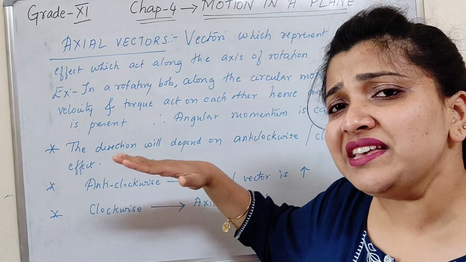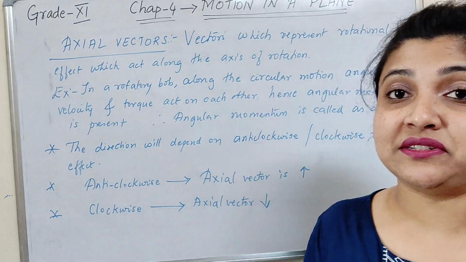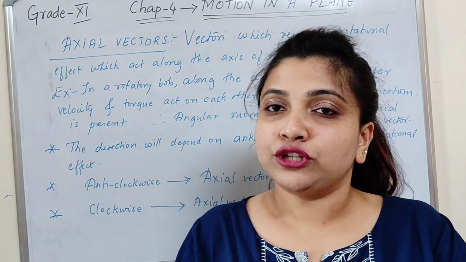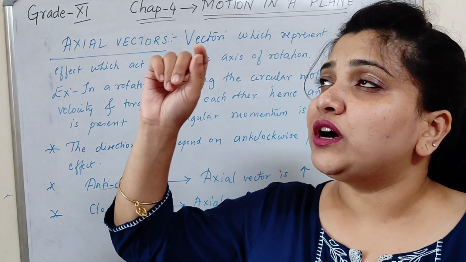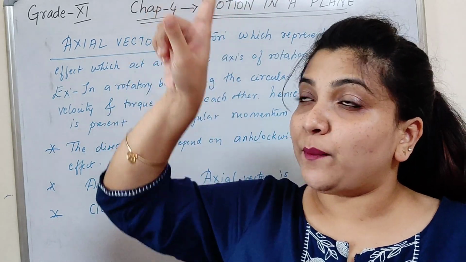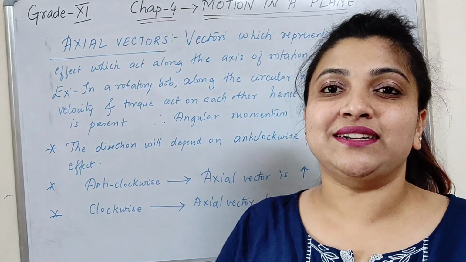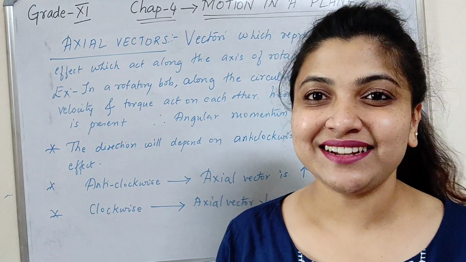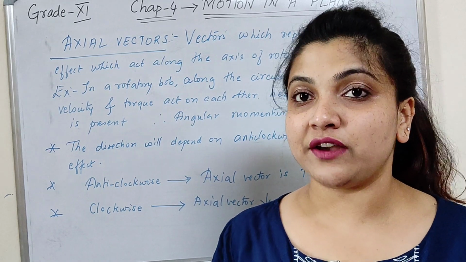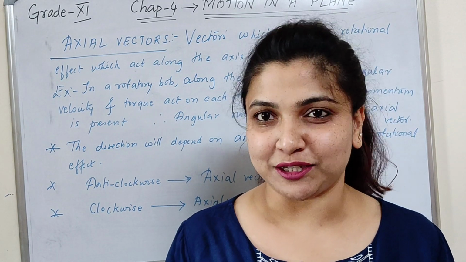Now, how do we find the direction? Since it's a vector, the direction depends on whether it is rotating in the anti-clockwise direction or the clockwise direction. So in two manners we can say: if the rotation is anti-clockwise, like this, then the vector is going upwards. If it is clockwise, like this, then it is going in the downwards direction. So this is nothing but axial vectors. Remember, axial vectors always act in rotational effect. Whenever any body experiences a rotational effect, you should say that an axial vector is present there.